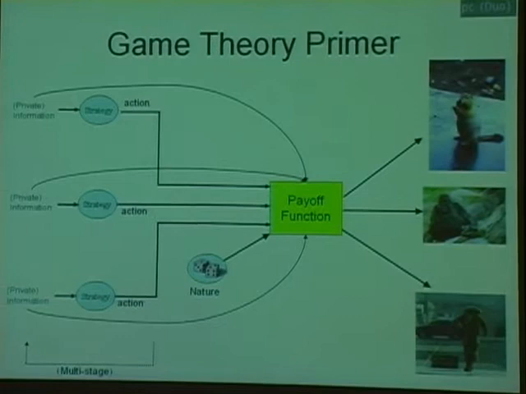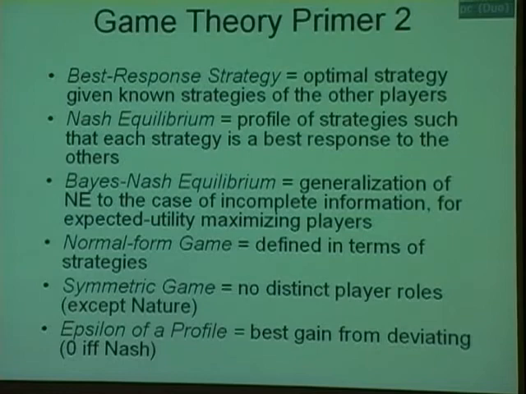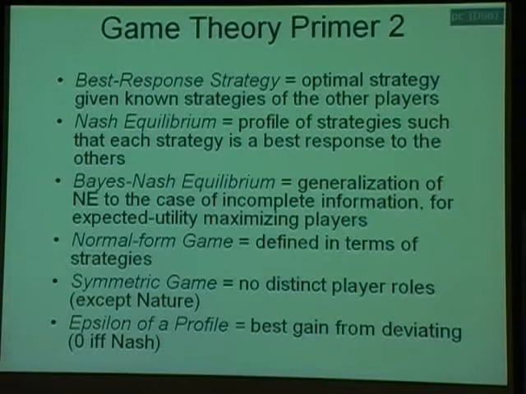Okay, a few more key definitions. My best response strategy is my optimal strategy, the one that maximizes my payoff, if I knew everyone else's strategy. Nash equilibrium is just a profile of strategies that are each best responses to the others. Nash himself proved that for any finite game, as long as players can use mixed strategies, that is, randomized between their actions, then at least one Nash equilibrium must exist. A Bayes-Nash equilibrium is the natural generalization where players are simultaneously maximizing their expected payoffs given the strategies and the known type distributions of the other players.